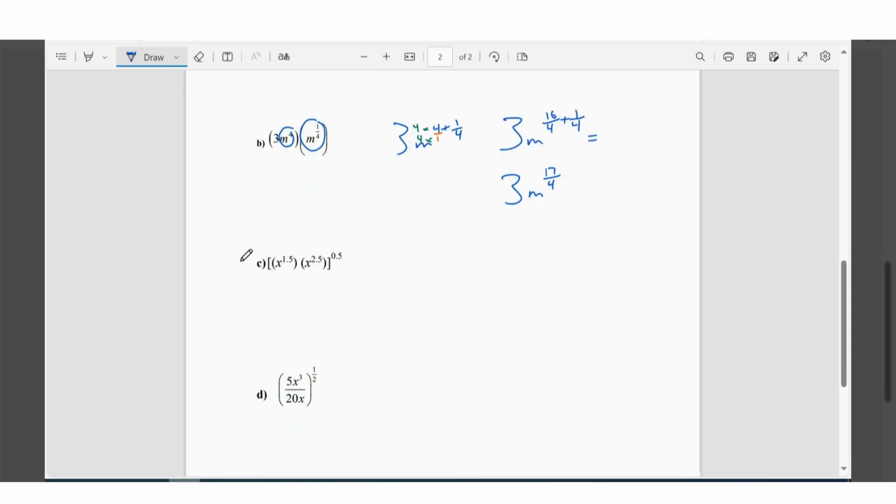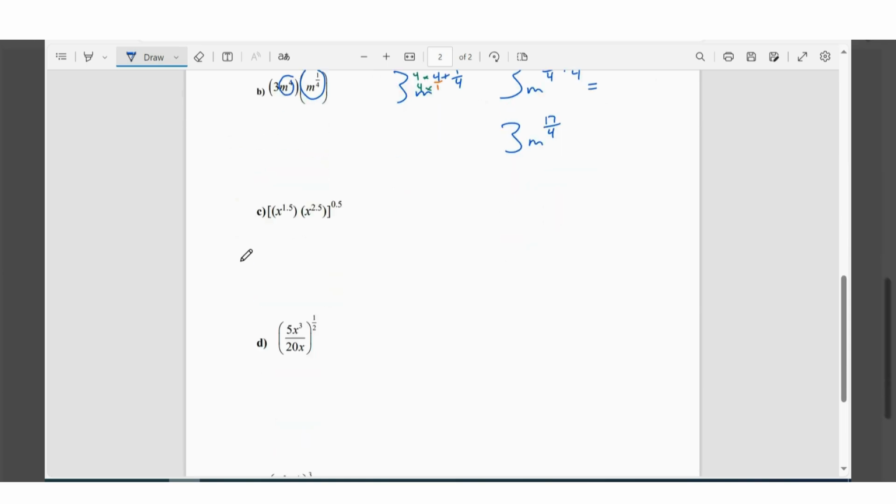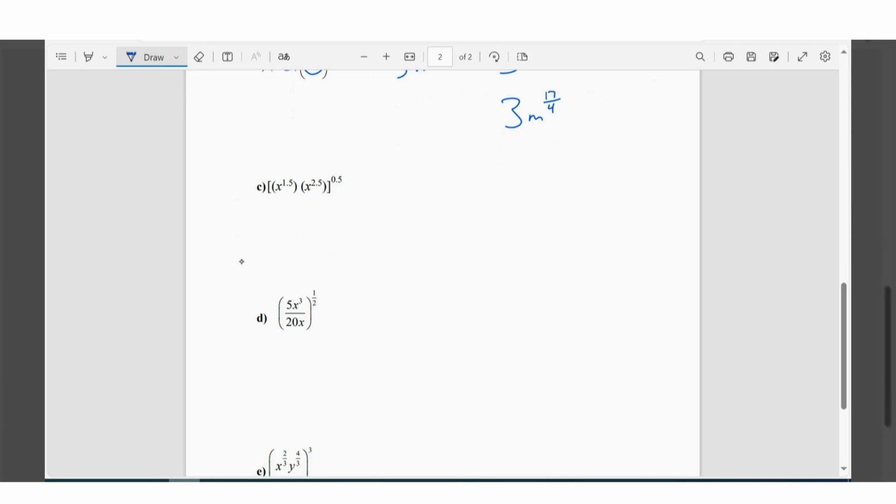Okay, this one we have some decimals. I want to deal with inside before I multiply by the half. So we have the same base, it's being multiplied, we can add the exponents. So x to the power 1.5 should be a 0.5 plus 2.5.